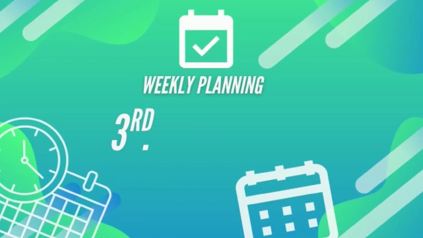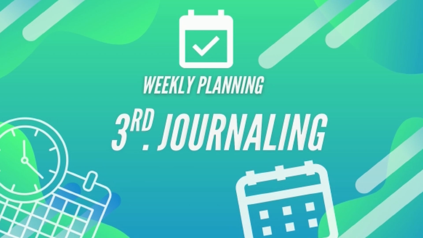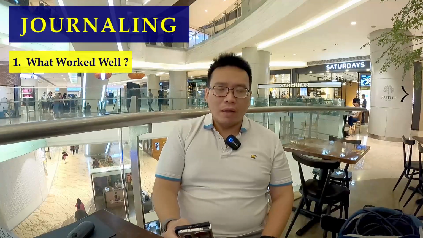Alright, the next section in terms of my weekly planning is called the journaling phase. I usually do a weekly journal and write down a number of different things, and I think this is part of self-observation and also learning. There are several different prompts that I ask myself. The first one is usually what worked well.